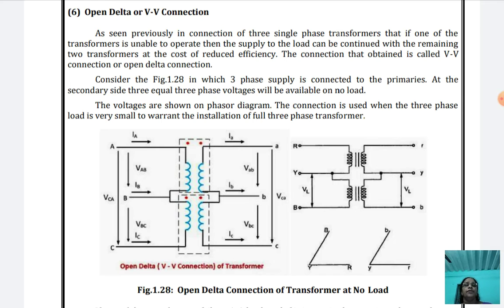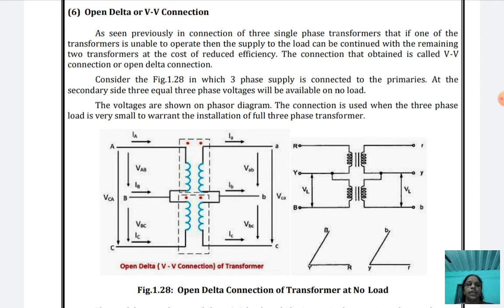In this case, a 3-phase power supply is connected to the primary. At the secondary side, 3 equal 3-phase voltages will be available on no load. Now see the primary side: VAB, VBC, VCA, the 3 line to line voltages, and IA, IB, IC are the line currents. Similarly, on the secondary side we have small ia, ib, ic, and small vab, vbc, vca. In the VV connection, see R Y B, one of the phases is opened at no load conditions.